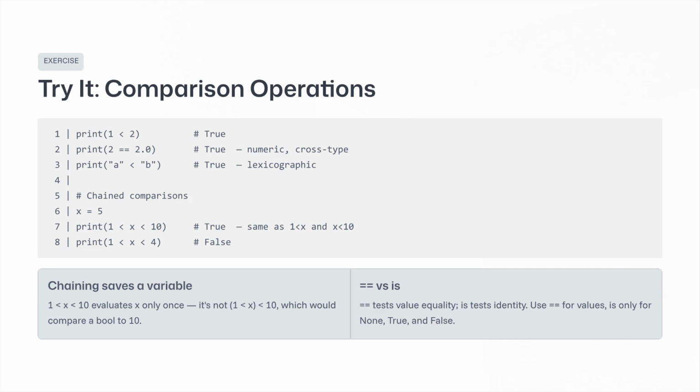Chained comparison, same as 1 < x and x < 10, but x is only evaluated once. Line 8, the equivalent using and, same result.